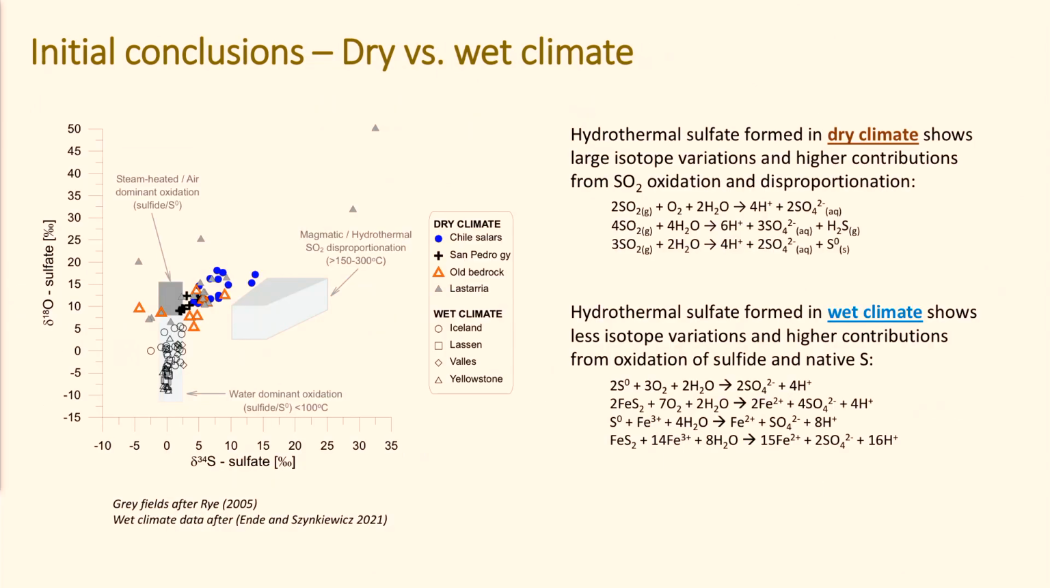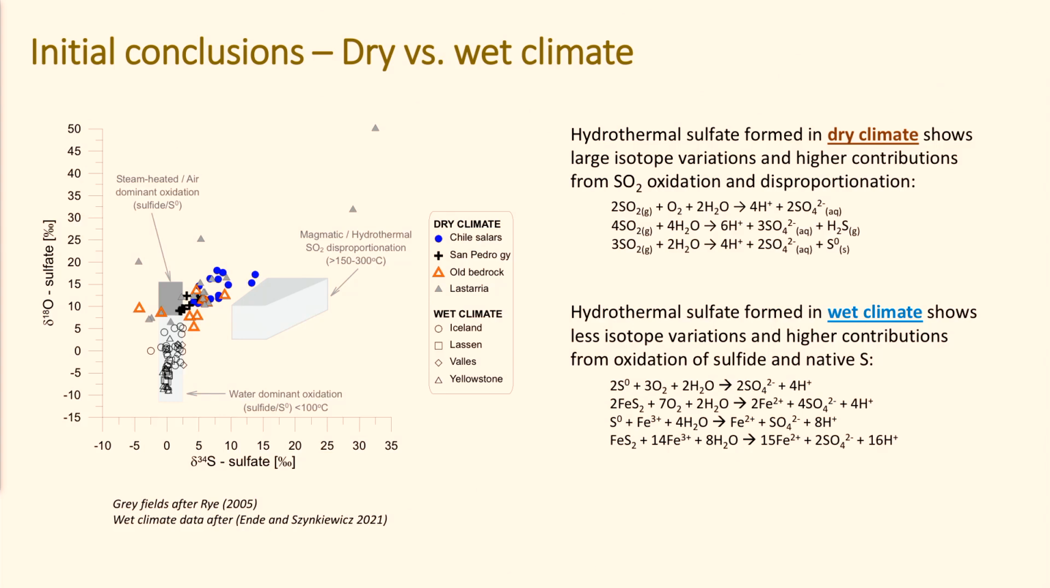So the last slide comparison I would like to show you, I compared our data from Chile with samples that were collected in wet hydrothermal features, like in Iceland, Lhasa, and Yellowstone. And you can see that there is a difference in isotope composition, which is related to different sources of sulfide. In dry areas, it seems that SO2 oxidation contributes more sulfide. The temperatures are much higher. And then in wet climates, subsequent oxidation of elemental sulfur and sulfide in those hydrothermal deposits contributes more sulfide.